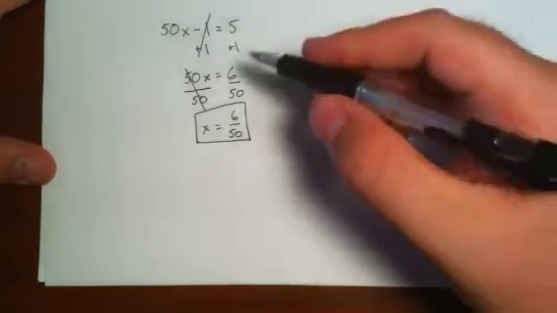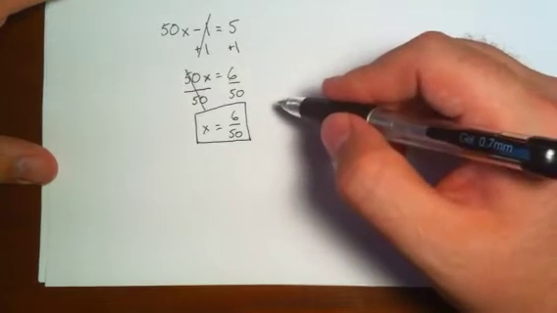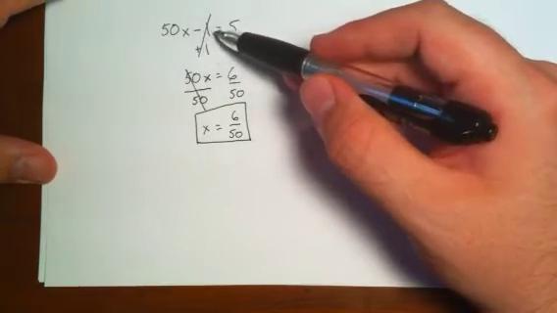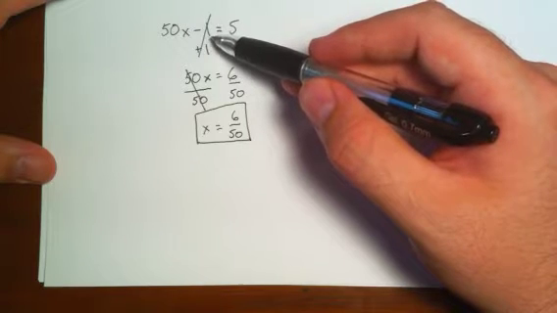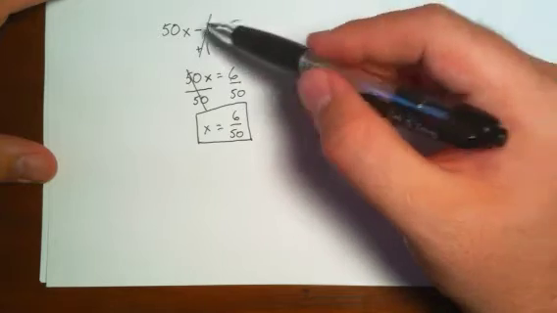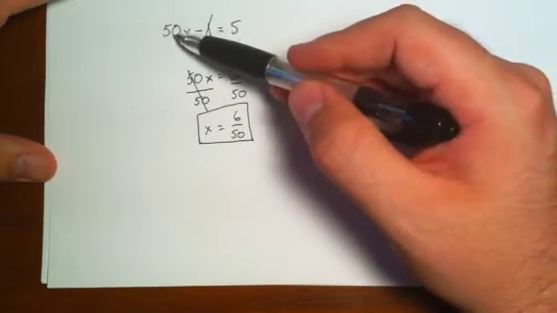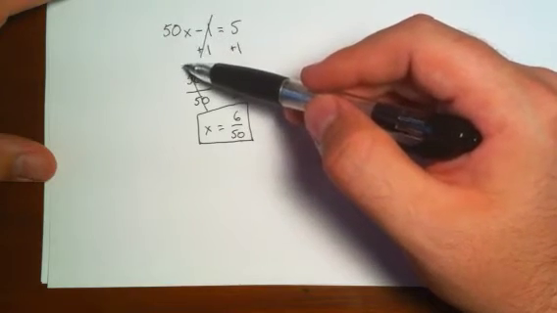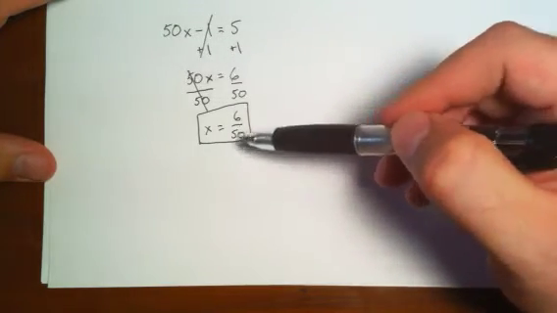You need to be able to do this in your sleep, okay? So always remember, when you have a term that's added or subtracted that's not involving the x, you're going to want to add or subtract on both sides to get rid of it. When you have a term that's multiplied or divided with the x, then you're going to multiply or divide to get rid of it, just like you saw here.